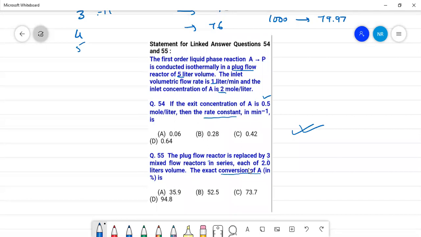Anything you would like to tell me, just unmute yourself. Otherwise, if you don't have any question, then you can leave the class or leave the meeting. We'll calculate this example in the next lecture, and then we'll start unequal size CSTR in series in the next lecture.